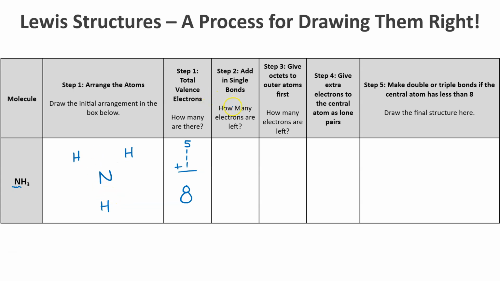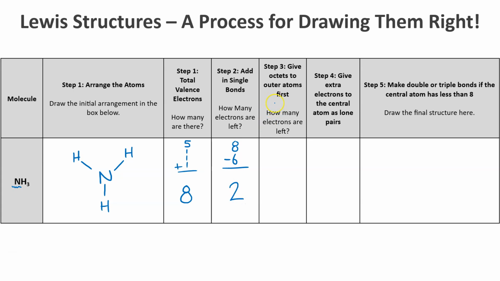Step 2 tells me what I should start doing with those 8 valence electrons, and the first thing we're going to do is put in single bonds to connect each atom. A single bond here uses up 2 of my 8. Another single bond uses another 2 of my 8. And a third single bond uses another 2 of my 8. We're going to keep track of these quantities as we go. Of my original 8, I just used up 6 electrons, and there's only 2 left.